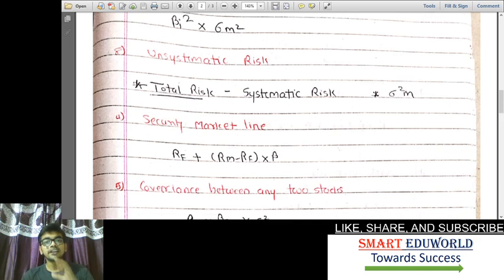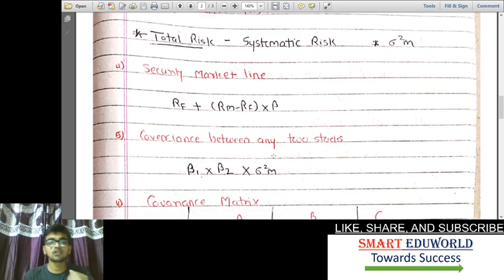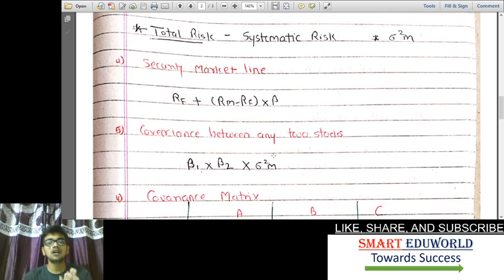Security market line is a simple formula. RF, the risk free return, plus RM minus RF, which is your risk premium, into beta. So RF plus RM minus RF into beta. After this, covariance between any two stocks is beta of one stock into beta of another stock into standard deviation square of market.